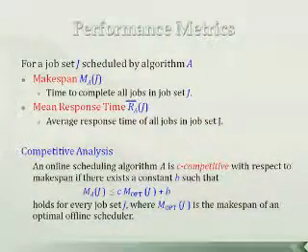As for performance metrics, we use makespan and mean response time. Makespan is just the time to complete all jobs in the job set, and mean response time is the average response time of all jobs in the job set. The response time is just its completion time minus its release time.